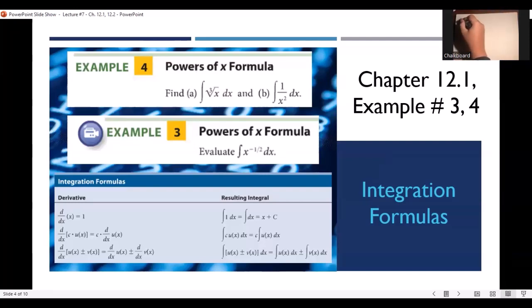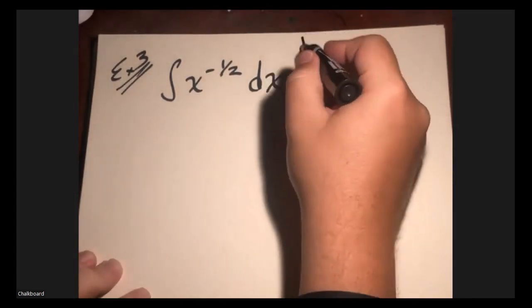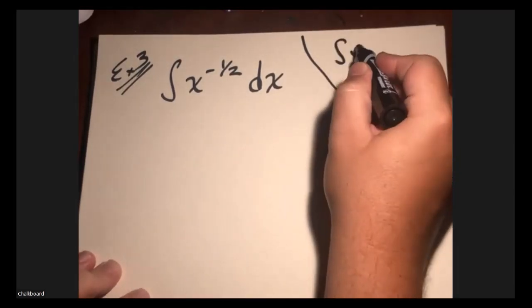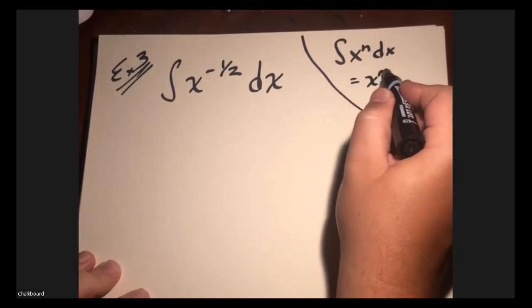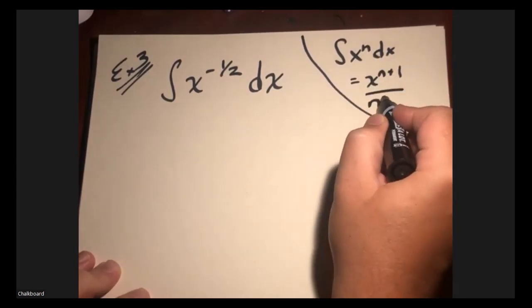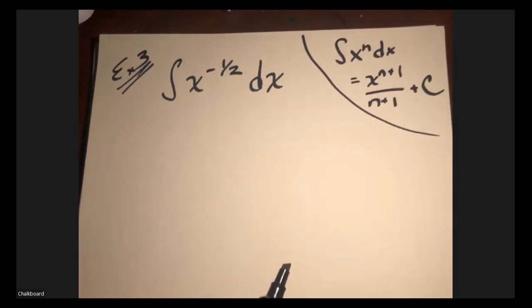Okay. So first we have example 3, which is saying evaluate the integral of x to the negative 1/2 dx. So what does that mean? Well, recall the power rule for integration. Okay, power rule for integration, let's put it in a bubble up here. It's going to be the integral of x to the n dx is x to the n plus 1 over n plus 1 plus c. There you go. That's the integration power rule.